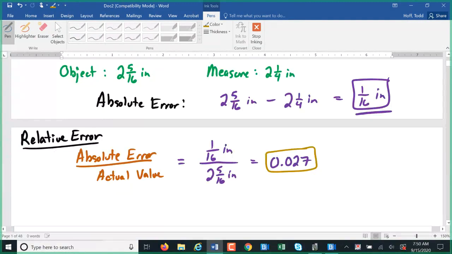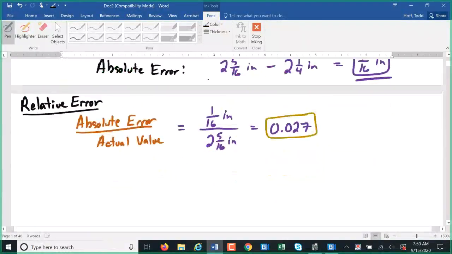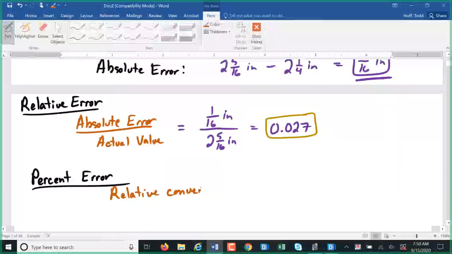Now, depending on the textbook that you're using, some textbooks treat this third piece as a different type of error. Really, it isn't. It's a different form of writing the relative error. And it's called percent error. The percent error is simply the relative error converted to a percent.